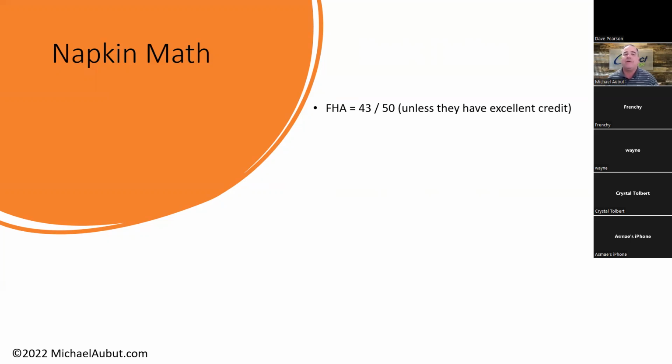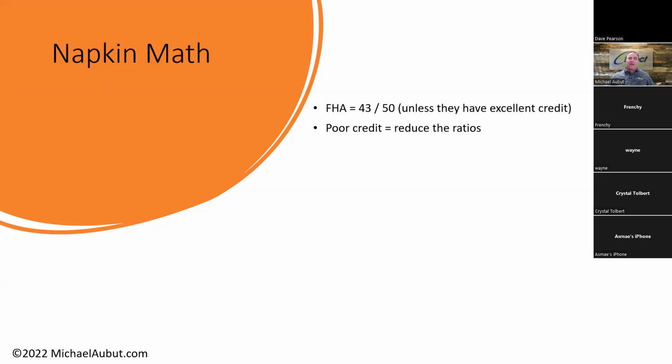The back ratio is the new housing payment plus all their other debt payments, all their other liability payments. And in that case, shouldn't be more than 50% on an FHA loan, unless they have excellent credit. You can get it approved up to 56% in DU, but I don't want you to plan for that. I just want you to use estimated numbers. So 43 and 50, 43 and 50. Those are kind of your magic numbers.